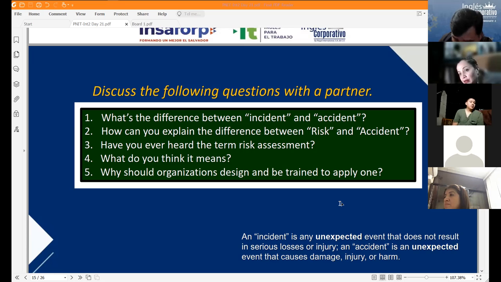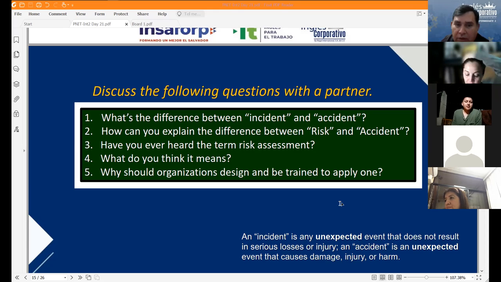Maybe the accident caused injury. Injuries. Pain. Yes, injuries. Normally. At least, if not injuries, but delays. And the unhappy moment. What about an incident? An incident is something that we don't expect to happen, but is not as dangerous as an accident.